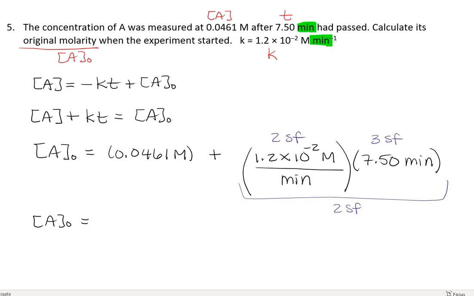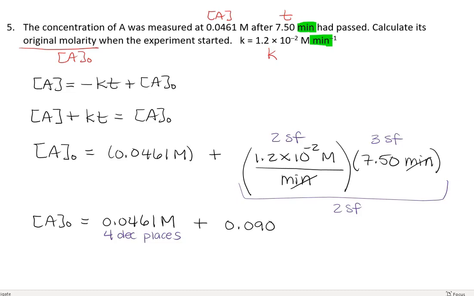So A naught equals 0.0461 molar. This is an addition step. So at this point, we're keeping track of decimal places. So I'll just go ahead and write down that this is 4 decimal places. And we'll see what our KT term ends up having in terms of sig figs and what that means for decimal places. So when we do the math for KT, it's 1.2 times 10 to the negative 2 times 7.50. And the calculator gives us 0.09. But we need to turn that into 2 sig figs, so it will be 0.090.